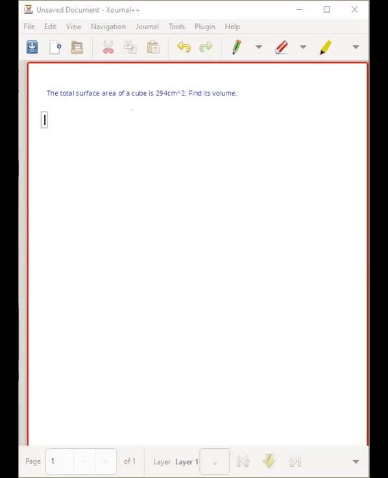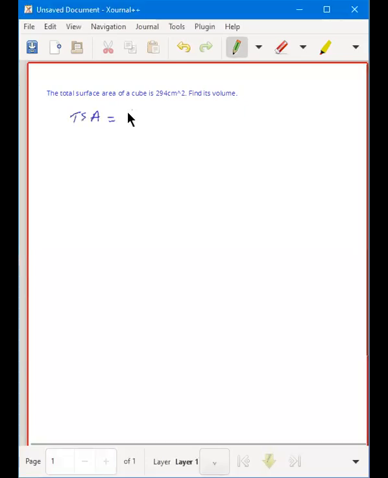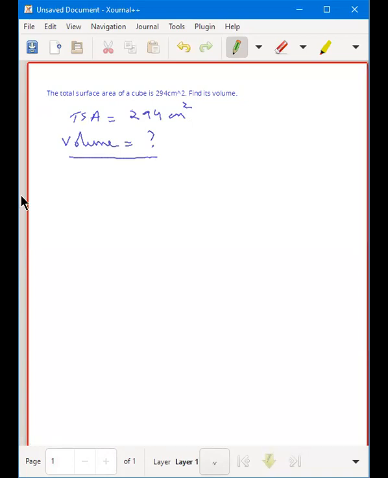Aryan, read the question. What is the question asking you? Got it, sir. Okay. So always read the question twice, and whatever is asked, write that word down and put a question mark on it in the beginning itself. In this kind of question, what you're going to write? Don't write TSA, you have to write total surface area, 294 centimeters squared. You write down volume and you write down a big question mark there. So you know that you need to find volume, not the side, in the answer.